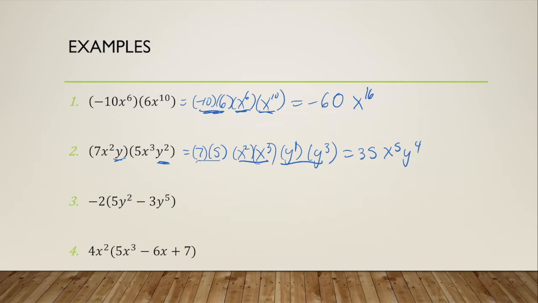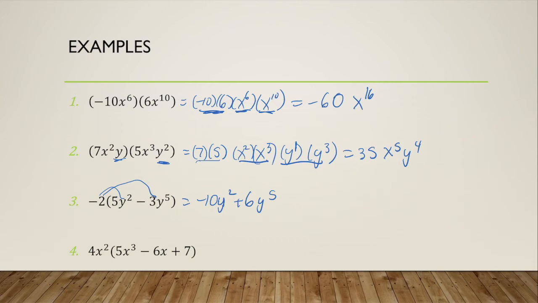For problem 3, I have negative 2 times 5y squared minus 3y to the 5th. I'm just going to distribute that negative 2, so I get negative 10y squared. Negative 2 times negative 3 is a positive 6y to the 5th. As these are not like terms, I cannot simplify this any further.